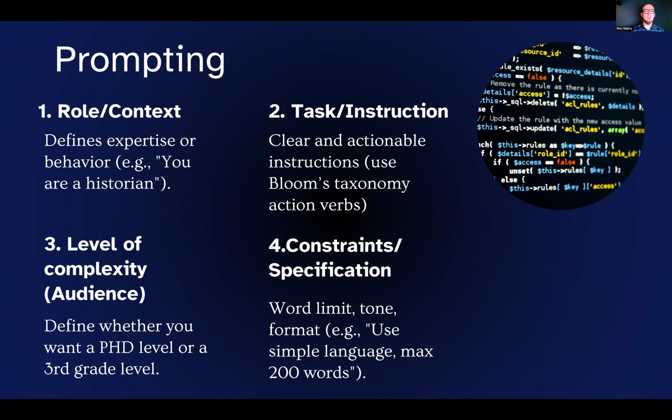You want to give it a task or instruction, and y'all are going to be naturally good at this. You can pull on your Bloom's taxonomy, use those action verbs. What do you specifically want it to do? You want to define the level of complexity, meaning do you want this to be PhD level, college level? You can even say community college level, and sometimes that will shape it a little bit. Third grade level, so you can give the level of complexity you want out of it. And then you've got to give it some constraints. Do you want a 100-word essay? Do you want a table? You've got to tell it what you want it to look like.